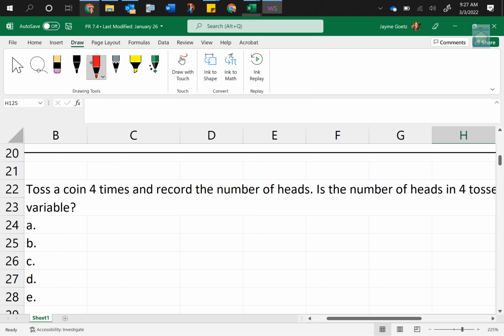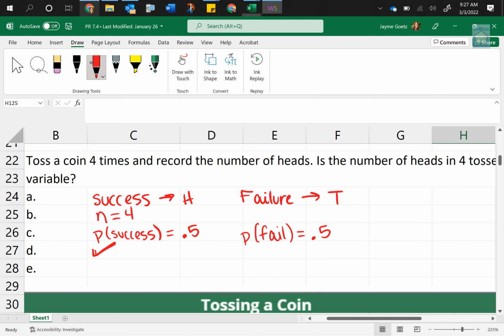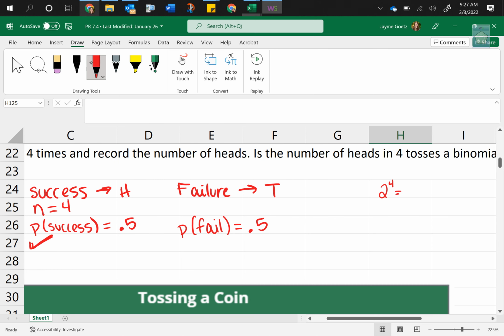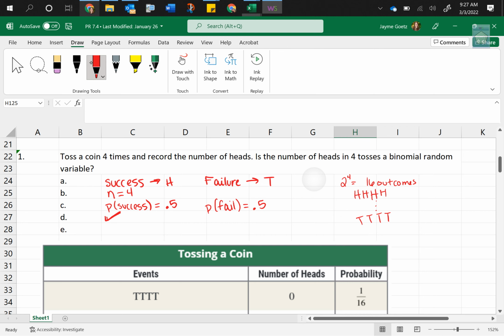Well, my question is, how many possible outcomes do we have if we are tossing a coin 4 times? You guys remember how to do that? Very good. 2 to the 4th equals how many? 16 outcomes. We have 16 total outcomes, right? That ranges from heads, heads, heads, heads, all the way down to tails, tails, tails, tails. Now, we could sit here and list all of them out, but I already have that for you in this table right here. So for part E, we're going to put C table.